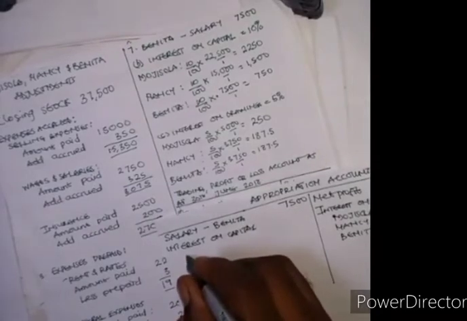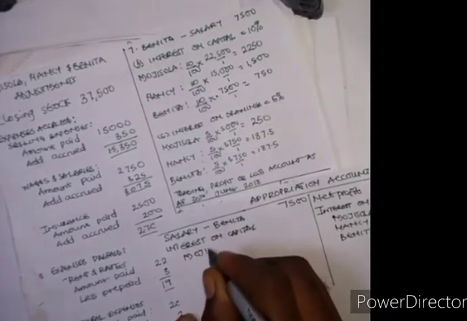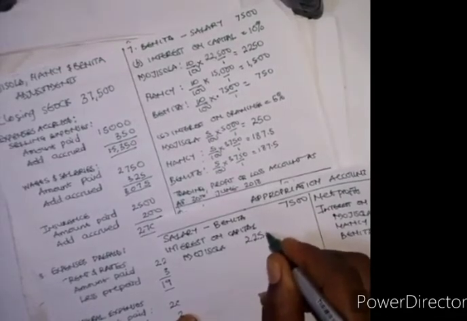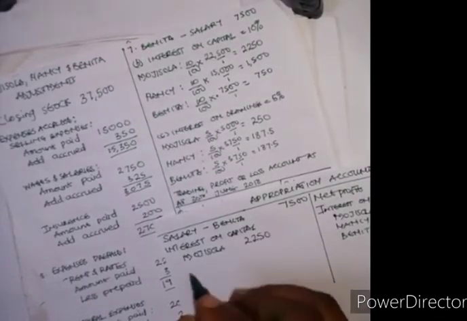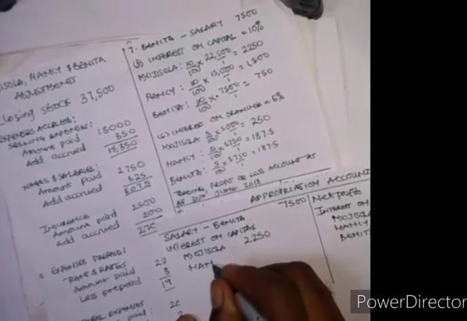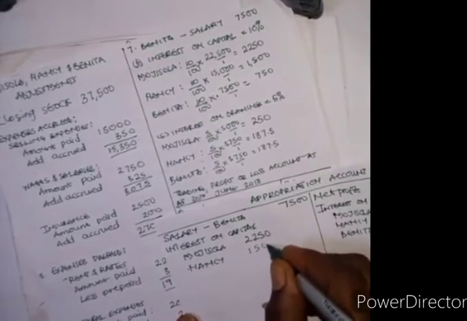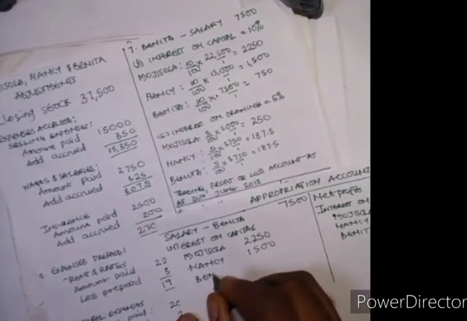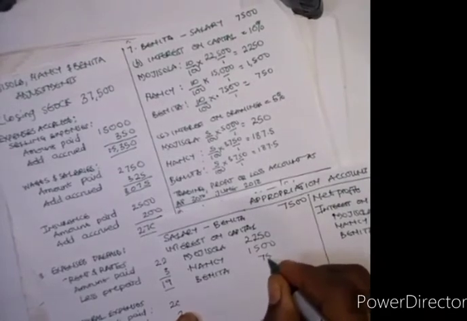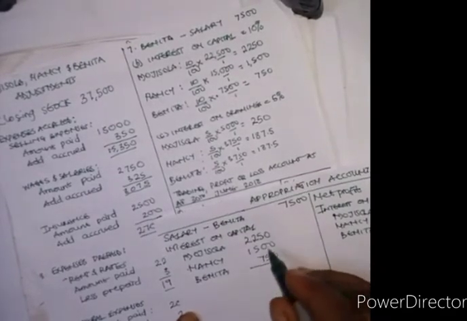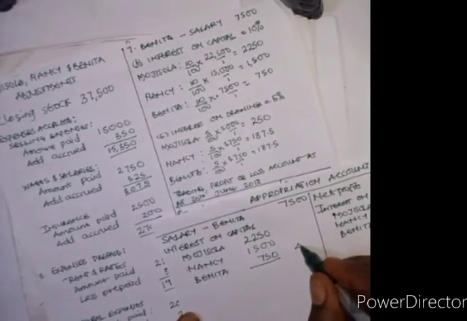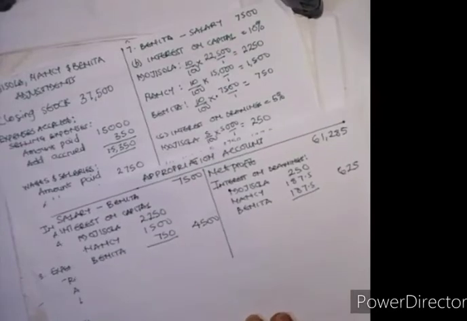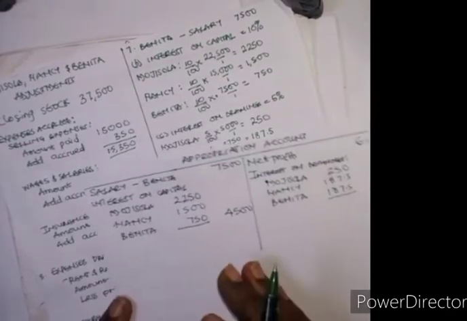So it will now be for Mojisola, 2,250. The next one is Nancy, 1,500. And the next one is Benita at 750. So when you add them now, this plus this plus this will give us 4,500. Okay. Now, when we add this, it is not time for our share of profit or share of loss.